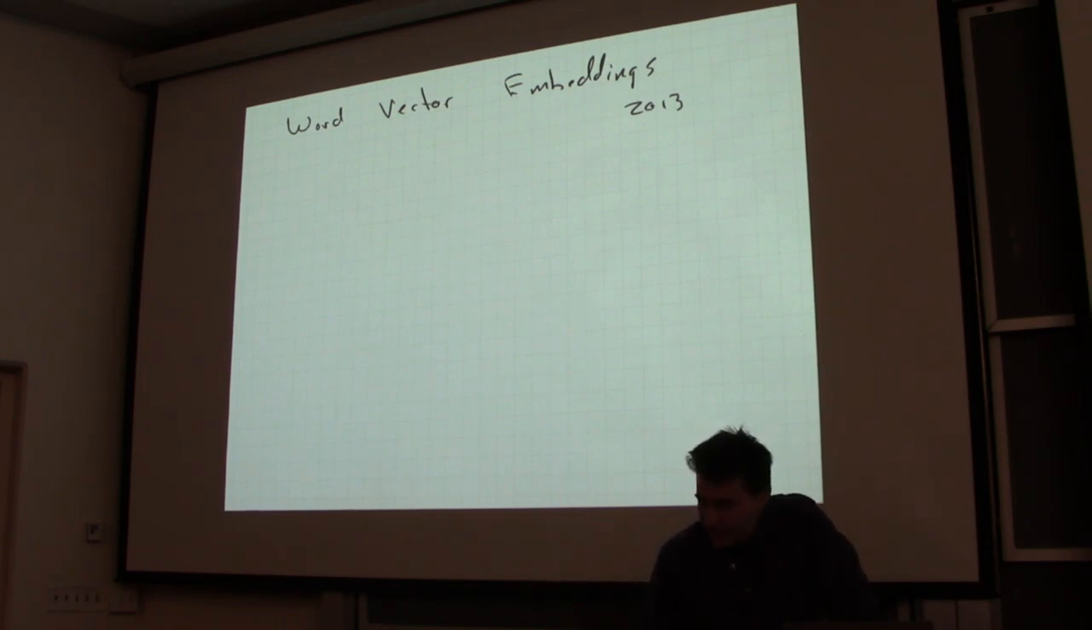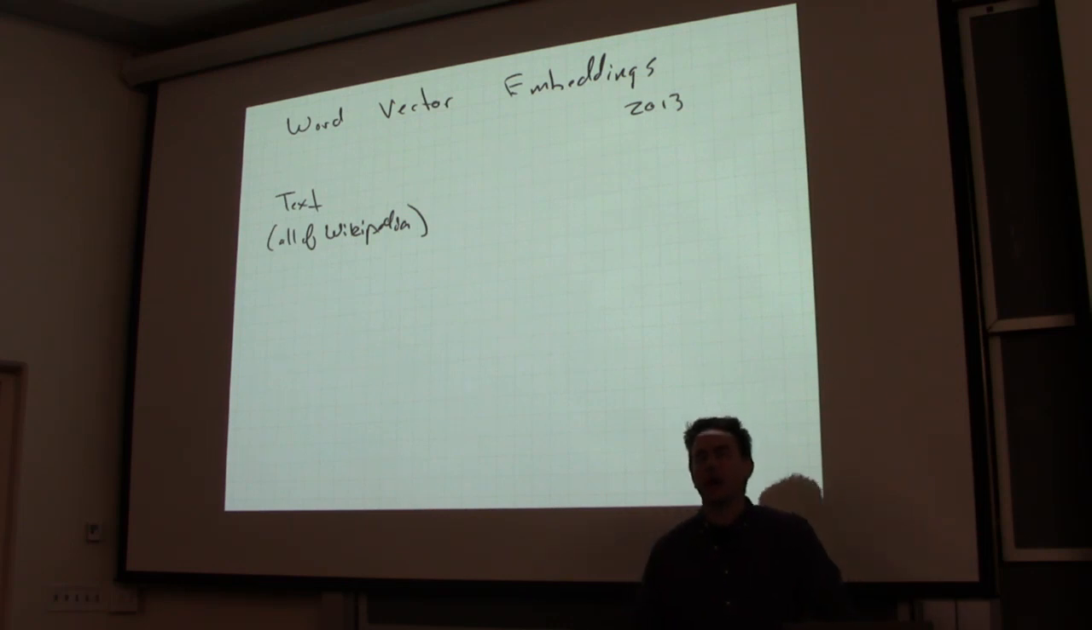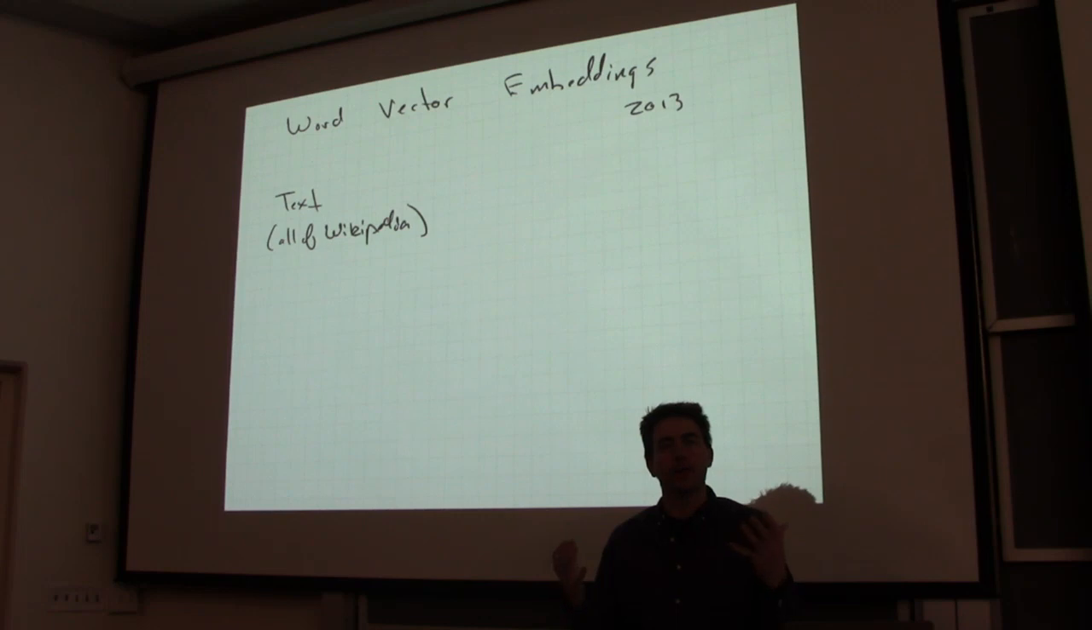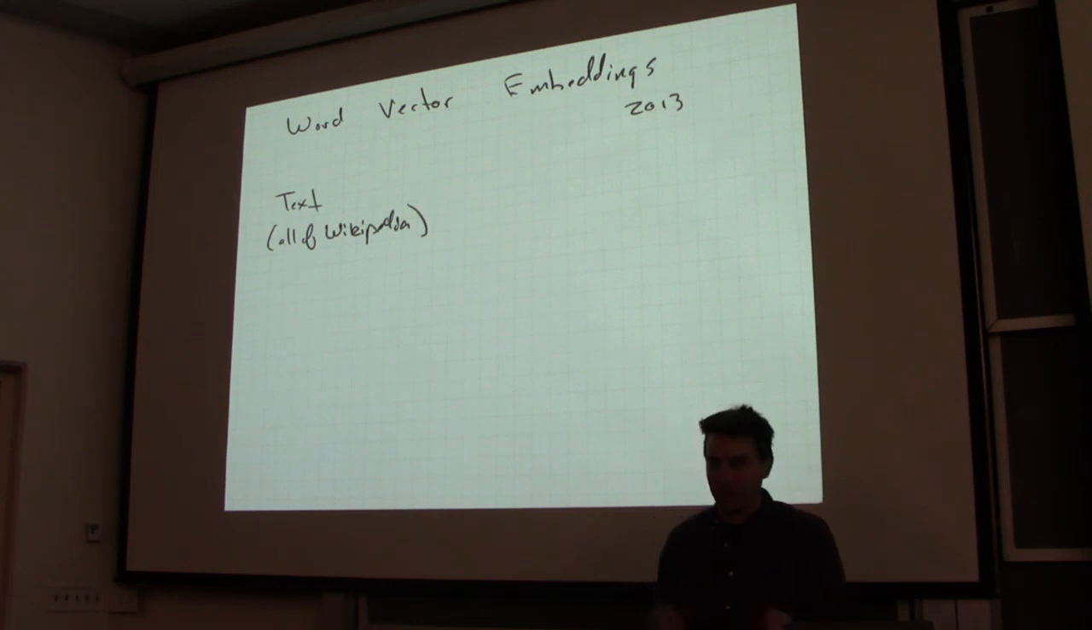So the idea here is we're going to start with some large piece of text, and think of this as like all of Wikipedia. What I want to do is understand the individual words in the English language.